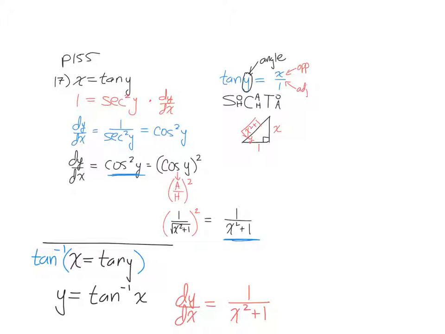Let's say the inner function is like secant squared of 2y. Would you then be times 2 dy dx? Exactly. Okay. Exactly.